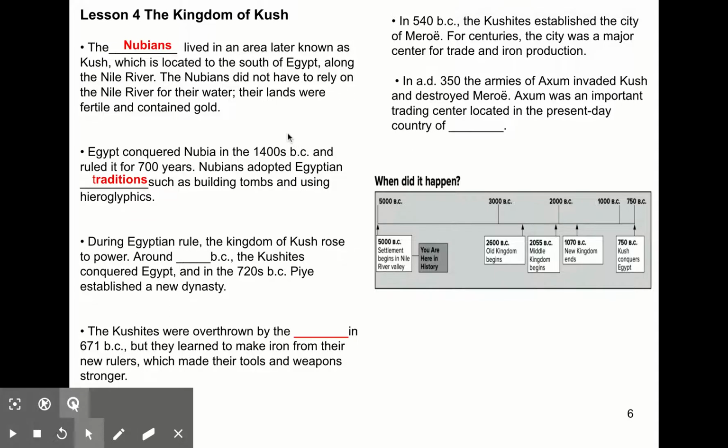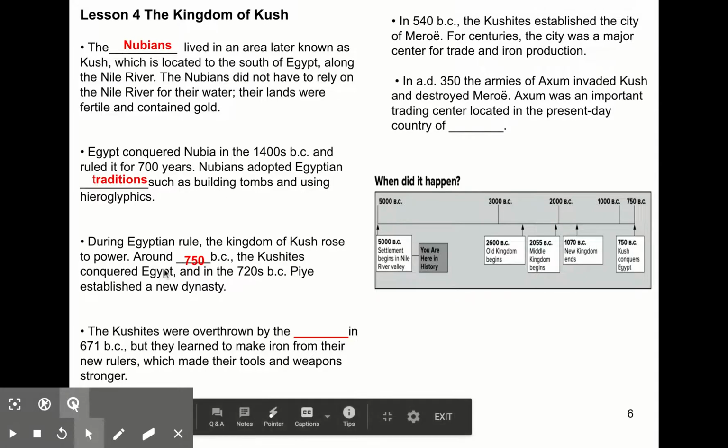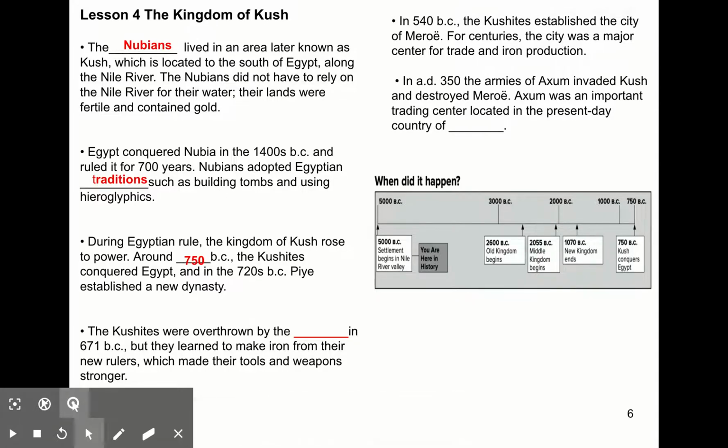They both have pyramids. They both write in some kind of hieroglyphics, have very similar gods, and pretty much a lot of similarities. During the Egyptian rule, the kingdom of Kush rose to power, and about 700 BC, the Kushites conquered Egypt. And in 720, the Pi established a new dynasty.